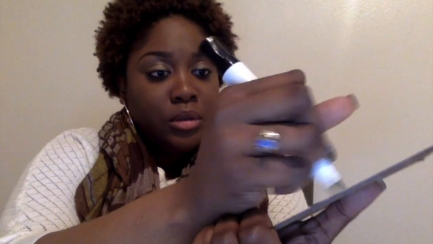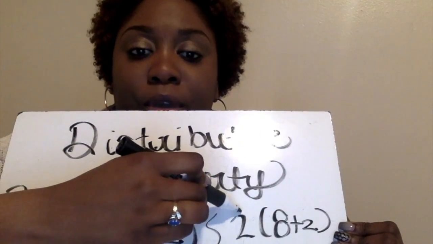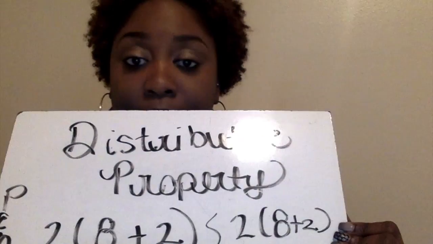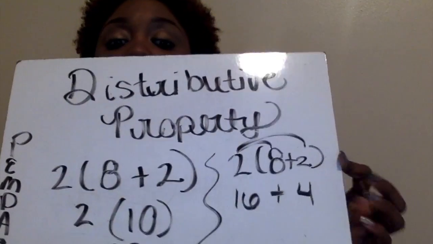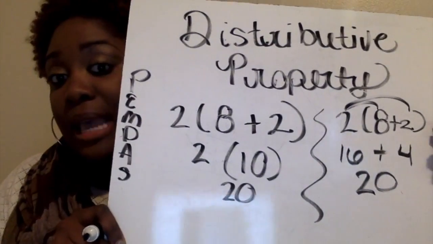Again, I'm going to rewrite my problem just to show. If I'm doing a distributive property, all I'm doing is taking this 2 and multiplying by this 8, and then taking this 2 and multiplying by this other 2. So 8 times 2 is going to give me 16, and then 2 times this other 2 is going to give me 4. Again, I rewrite the rest of my problem. 16 plus 4 is going to give me 20. Either way, I get the exact same answer.